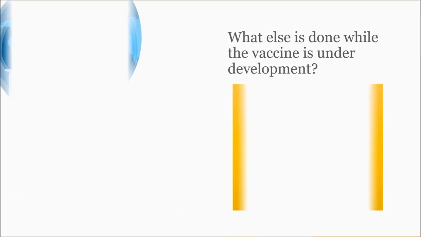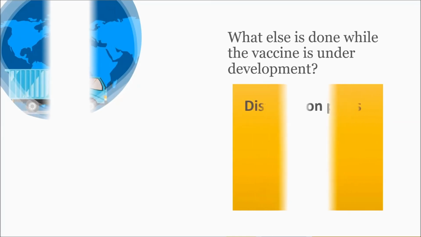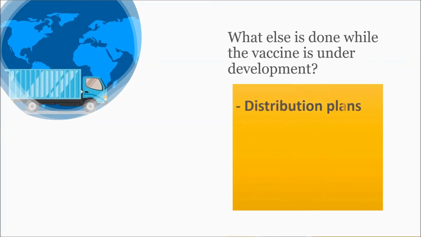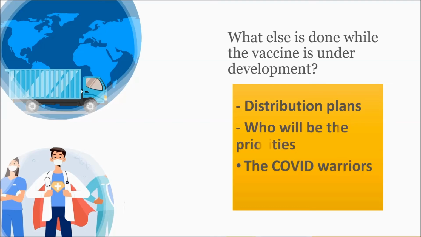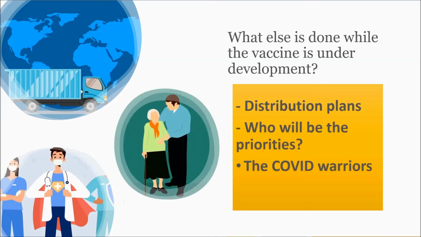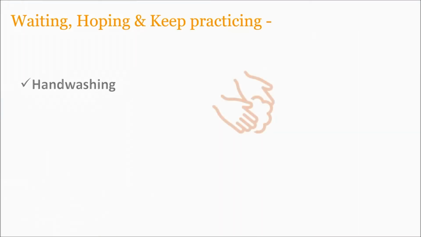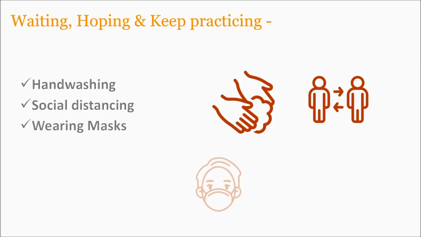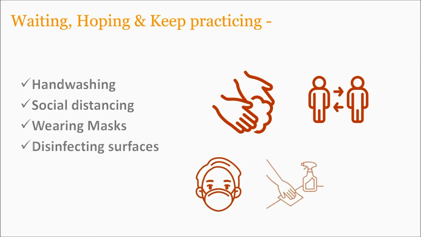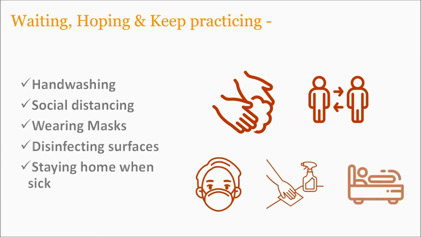What else is done while the vaccine is under development? Support efforts while waiting for a vaccine. Other aspects of vaccine delivery are being prepared, like developing plans for how to distribute the first limited quantities which are available. Who will be the priorities for this vaccine distribution? The COVID warriors like doctors, nurses, or the elders. So what do we do until then? The best way to keep COVID away is by practicing hand washing, social distancing, wearing masks at all times, disinfecting surfaces, staying home when sick.